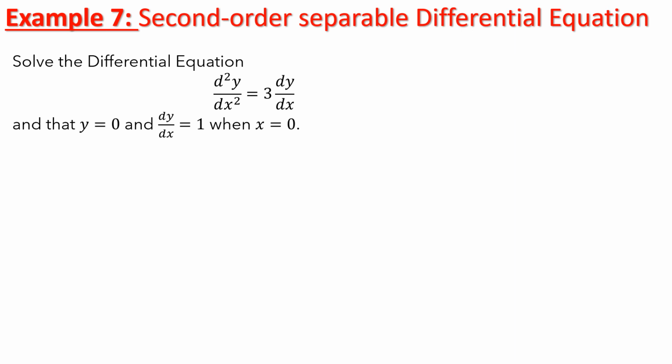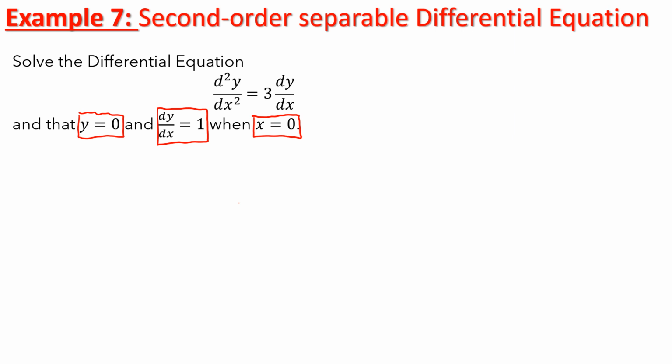So let's jump into looking at how we would do this. Here's our second order differential equation, d2y/dx squared equals 3 dy/dx, and it's given us some values that we need to work with. The first thing is identifying that it is second order. The next thing is understanding what all of these mean. We have y equals 0, we have dy/dx equals 1, and we have x equals 0. So our first step is to simplify.